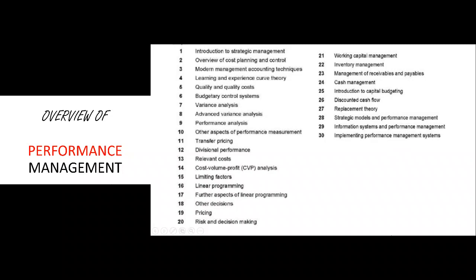Chapter 5 will deal with quality and quality cost: the quality of production and the like, and the cost of having a good quality product. Chapter 6 is going to deal with the budgetary control system. Don't forget that budget is different from budgetary control. So we are going to learn how to control our budget. Then variance analysis in chapter 7, then we advance to advanced variance analysis.